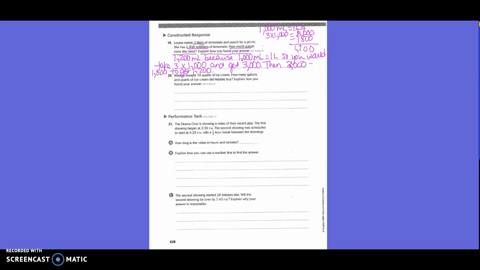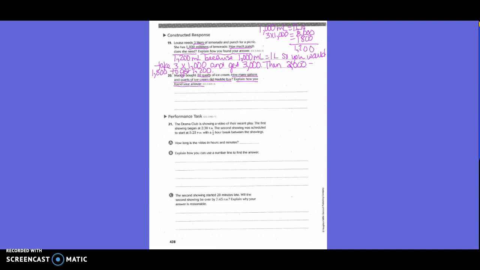1,200. Number 20, Maddie bought 10 quarts of ice cream. How many gallons and quarts of ice cream did Maddie buy? Explain how you found your answer. So she has 10 quarts of ice cream, and I know how many gallons and quarts of ice cream did she buy. Explain how you found your answer.